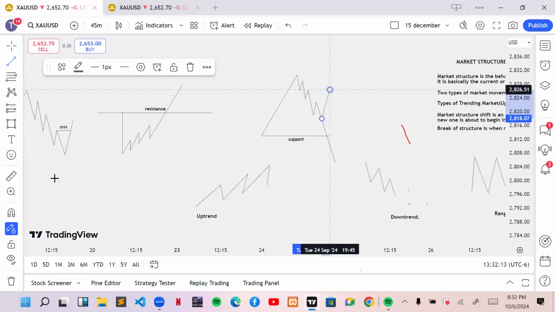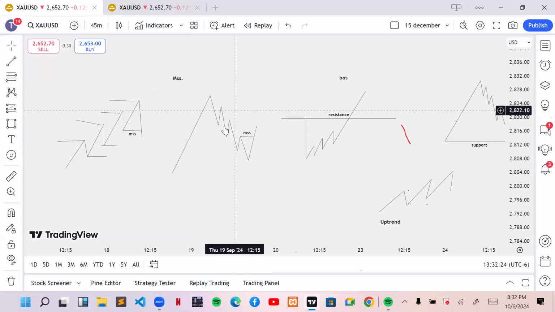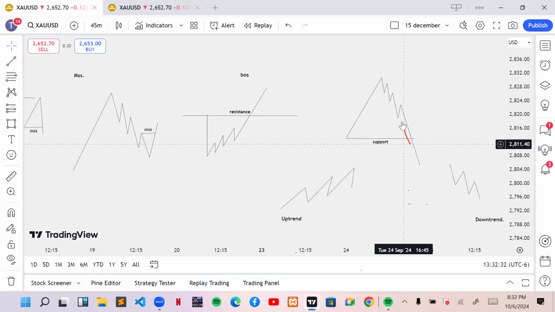Pay attention. This is a market structure shift. Previously on an uptrend, it changes direction to the downside. Previously on a downtrend, it changes direction to the upside. For a break of structure, previously on an uptrend, it still broke structure on the upside. Previously on a downtrend, it still broke structure to the downside. That is the difference between break of structure and market structure shift.